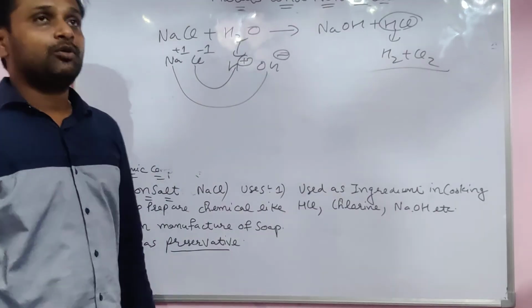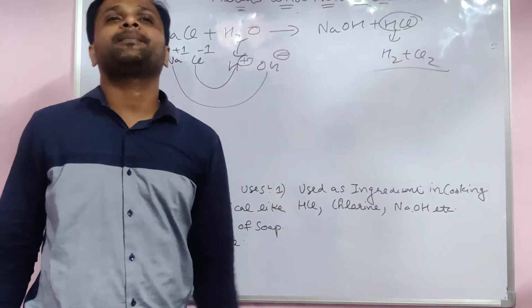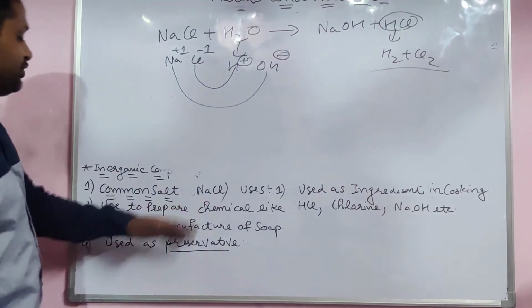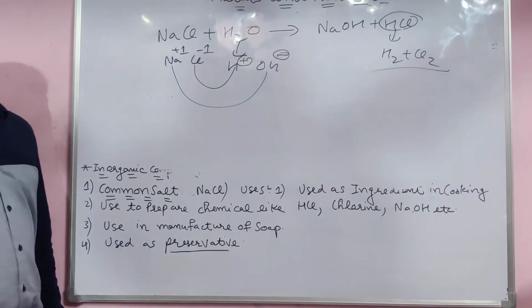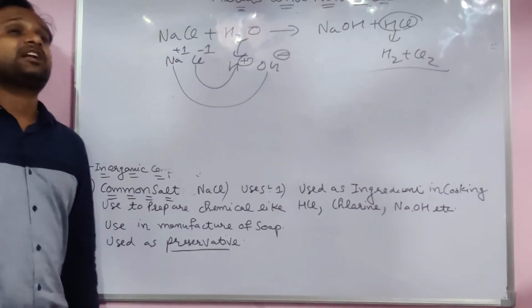When you try to make soap in the lab, you have to add a little bit of sodium chloride. Keep that in mind. That's why it is used in the formation of soap.